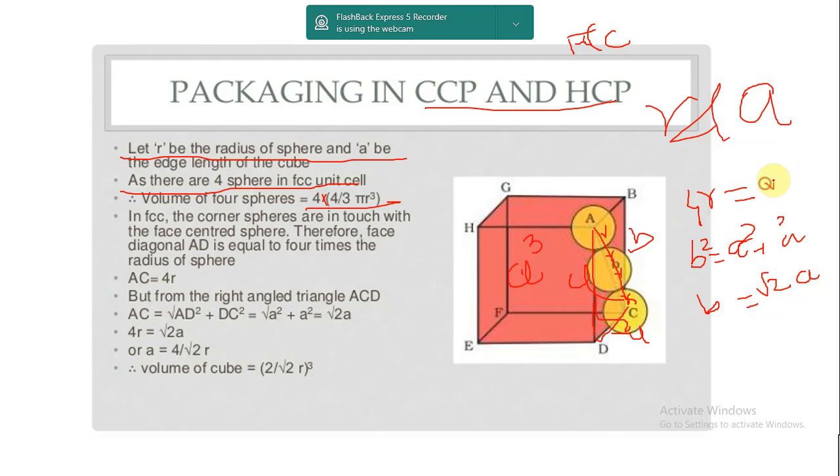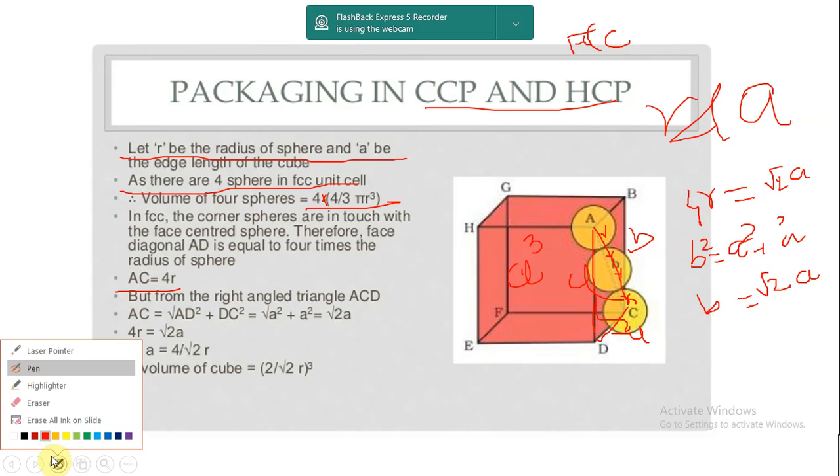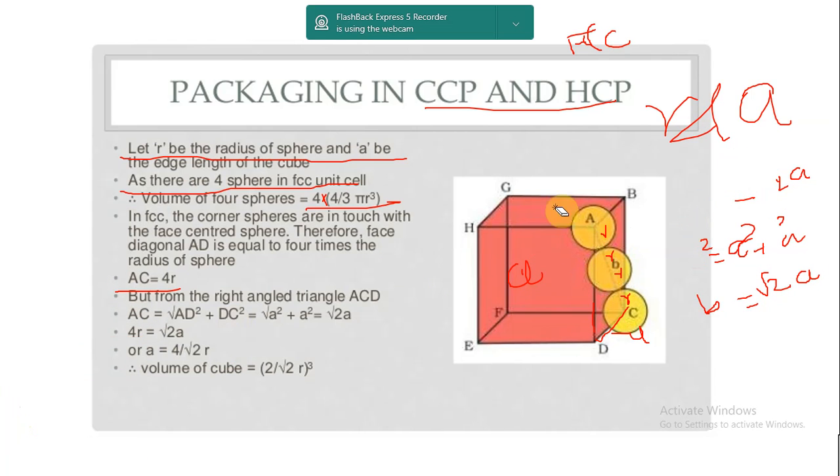And 4R equals B, so B equals root 2 A. So the R and A relation we have found: R equals root 2 A upon 4. You see here, AC equals 4R. Now I am erasing it because you have seen it. So let us be clear. AC equals 4R. We just saw 1, 2 are this and 1 R, 4R.